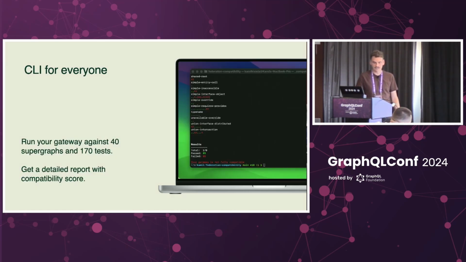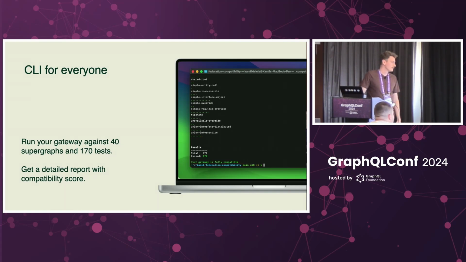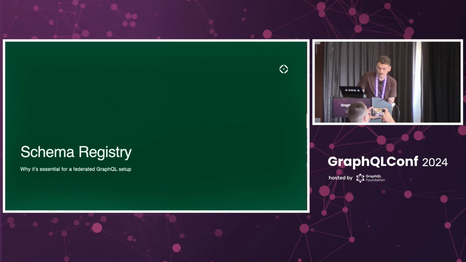It's actually a CLI that you can use. It has 170 tests across 40 different subgraphs and supergraphs. You just run it against the gateway of your choice or a custom solution. It doesn't really matter. And you get a detailed result, basically a report of all the tests, why they succeed, why they are not. But I'm here to talk about the schema registry.